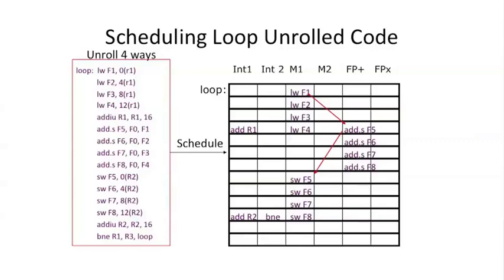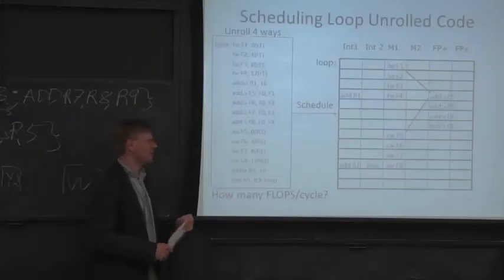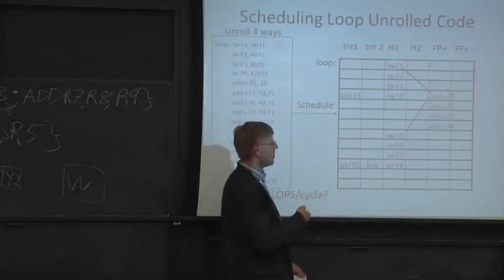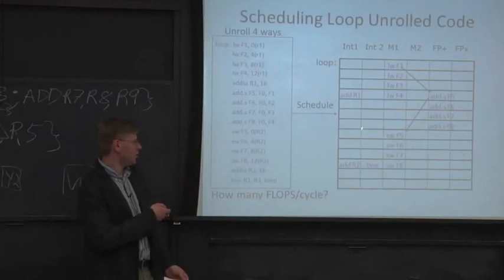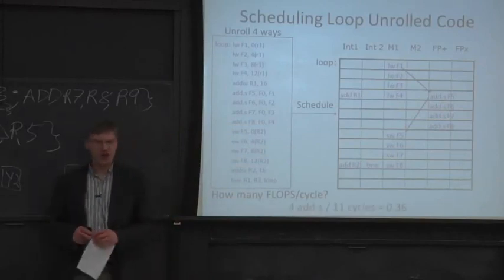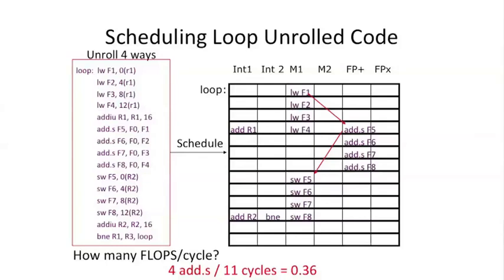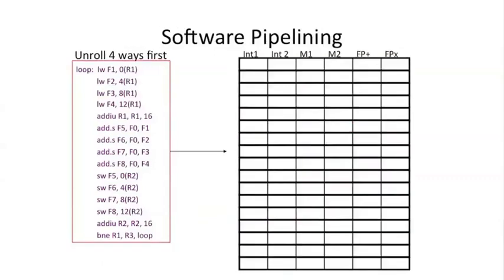So let's look at the performance. We'll ask the same question here. How many floating point operations per cycle? Well, hopefully it's higher. 1, 2, 3, 4, divided by 1, 2, 3, 4, 5, 6, 7, 8, 9, 10, 11 cycles. OK, so that's 0.36, which is a lot better than 0.125. So this is good. Loop unrolling is helping us. But is this everything, or can we do more in our compiler?